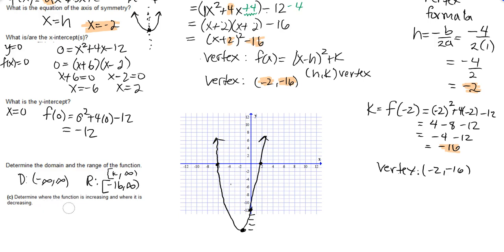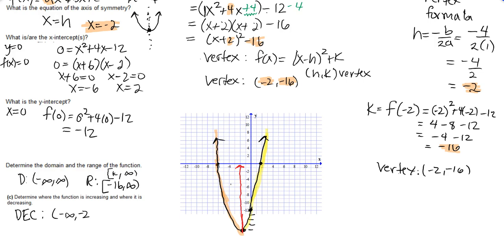Finally, we want to determine where the function is increasing and where it's decreasing. So if I trace this graph going from left to right, I can see that the y values are decreasing along this section and then increasing along this section. So that section is marked off where the vertex is. So negative 2 is going to be my mark where it changes. So I'm going to say that this function is decreasing from negative infinity to negative 2.